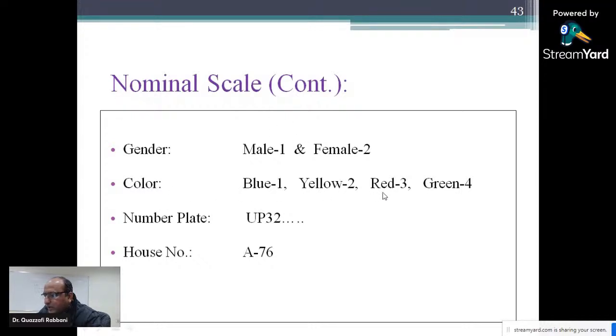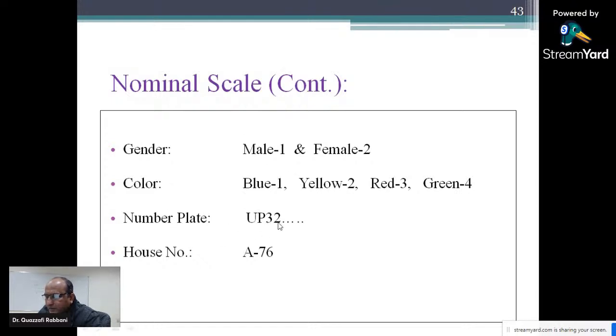Similarly, the colors blue, yellow, red, and green. These colors are also converted into numbers. Number 1 is given to blue, number 2 to yellow, 3 for red and 4 for green. Here 1, 2, 3, 4 are just used to identify the color, nothing else. You cannot add 1 and 2, or 2 and 3, nor subtract, divide or multiply. So these 1, 2, 3, 4 are only used to identify the color, and are measured on the nominal scale.